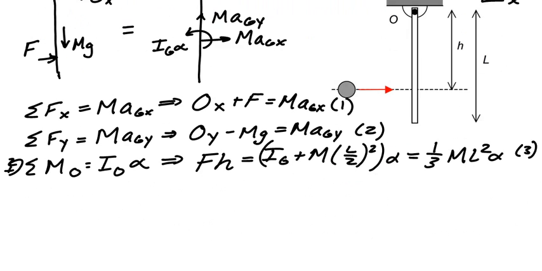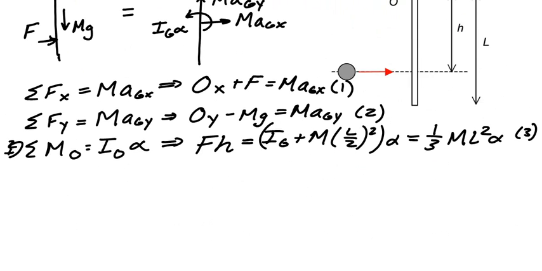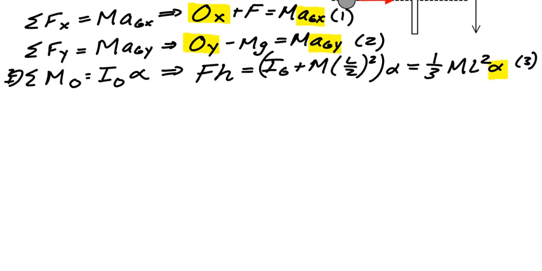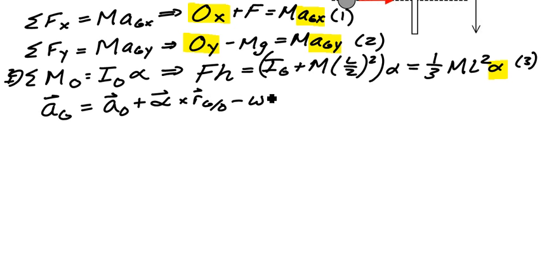Now if we look at the three equations we recovered from kinetics, you'll note that we have 1, 2, 3, 4, and 5 unknowns. And so we're going to need some additional equations from kinematics to help us out here. In this case, I'll say that the acceleration of point G is going to equal the acceleration of point O plus alpha cross r of G with respect to O minus omega squared times r of G with respect to O.